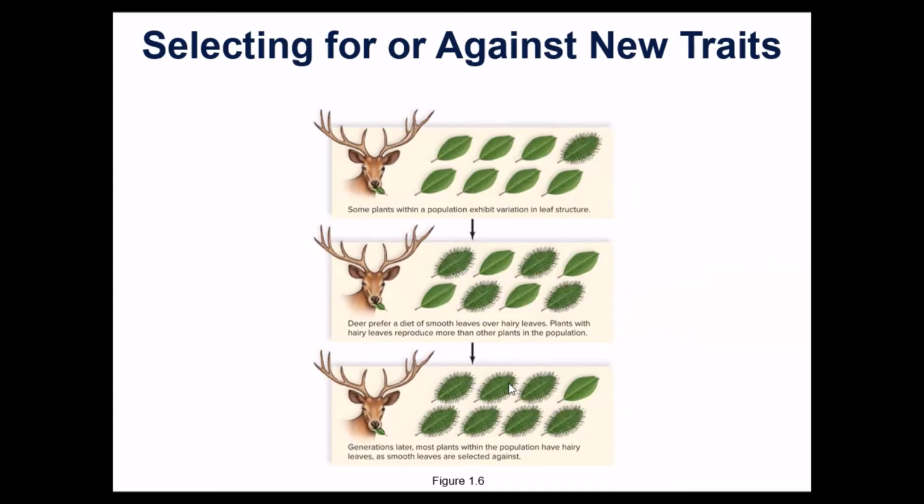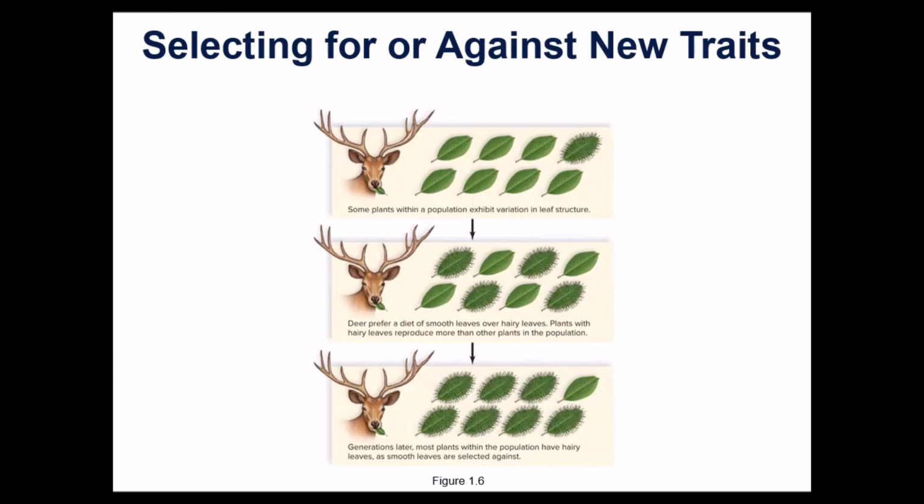And you'll have more of these hairy ones left over. And so this is a natural way that selection could take place. You've basically decreased over time the number of these smooth type of leaves because they have been eaten a lot, and then you've increased the frequency of the ones with the hairs. So that's a type of natural selection.